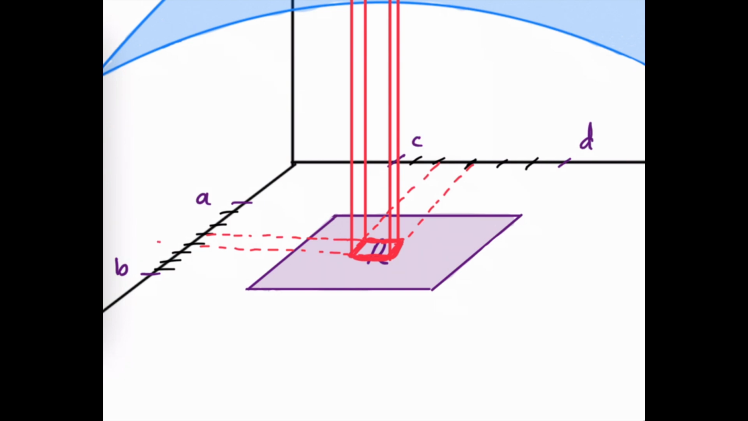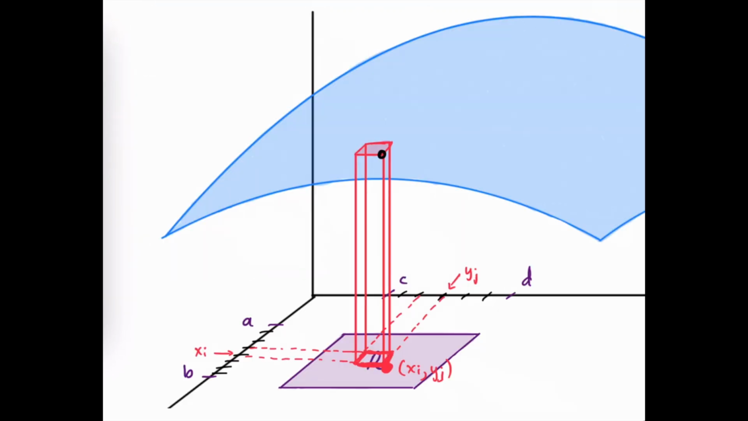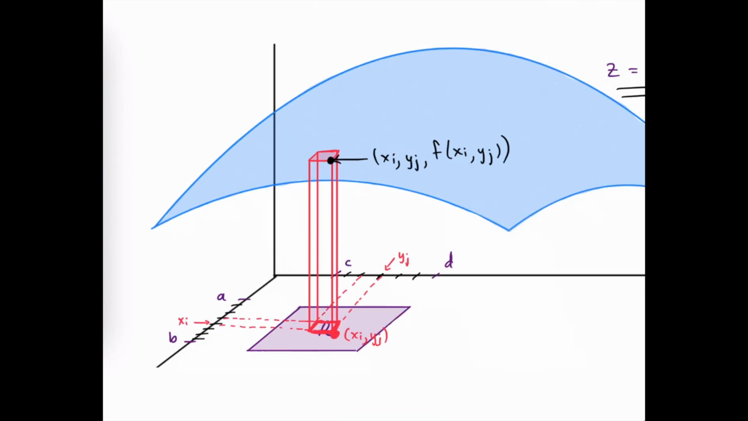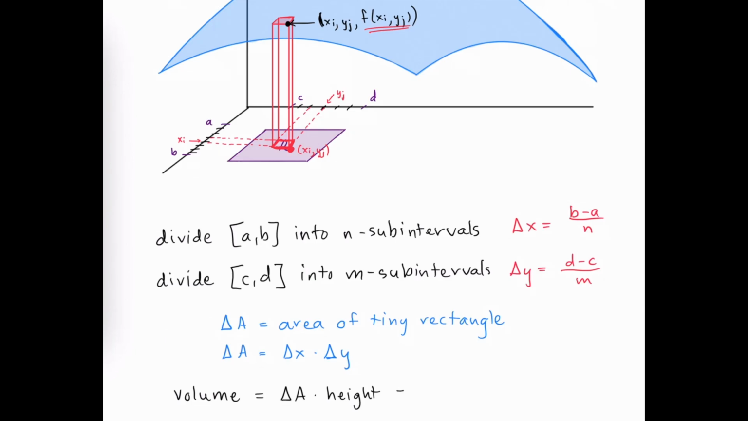Let's consider the domain element x sub i and y sub j, so that this corner of our rectangle is the ordered pair x sub i, y sub j. If we fly that corner up to our surface, we get the ordered triple x sub i, y sub j, and the function evaluated at x sub i, y sub j. And this z-coordinate is the height of this rectangular solid. So we can say the volume of this rectangular solid is going to be the function evaluated at x sub i, y sub j times delta A.